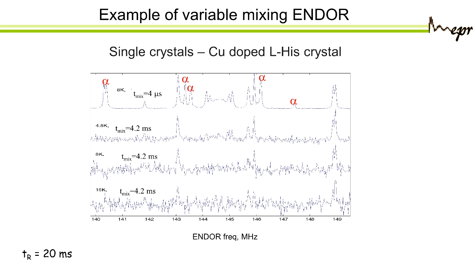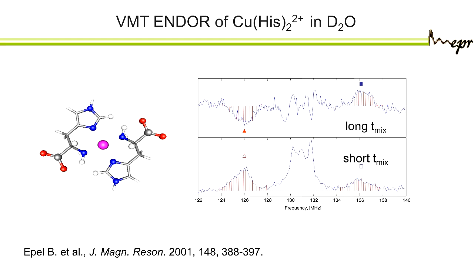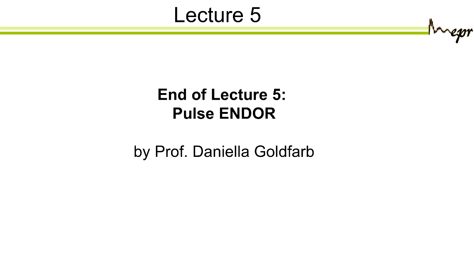So we could tell for each one which is alpha and which is beta. This works also for powders, and this is for copper histidine in D2O. Here we see the large coupling from the alpha proton. It gives about 10 megahertz, and is relatively isotropic. When you put a short mixing time, it's symmetric. When you put a long one, one goes up, one goes down, and you get the sign of the couplings. So these are all the things that you can have fun with using pulses that you cannot do so much with CW. And I think with this, we're done.